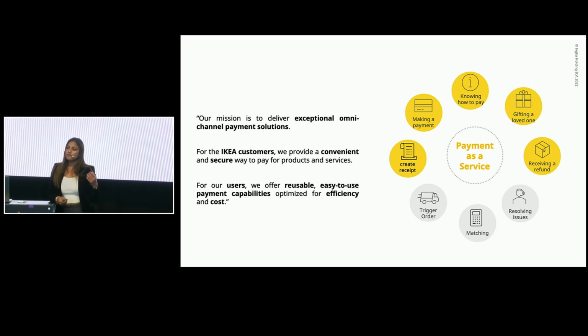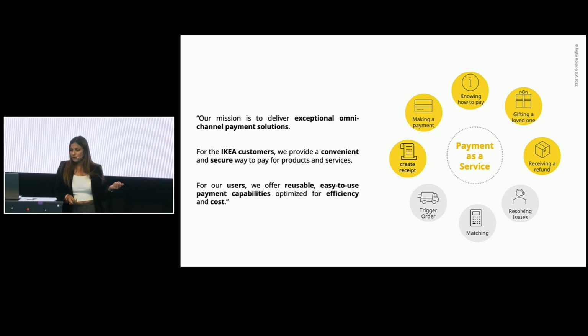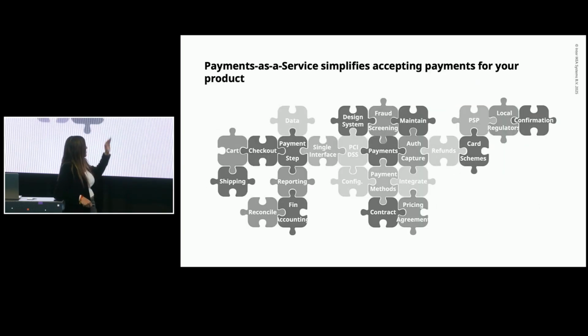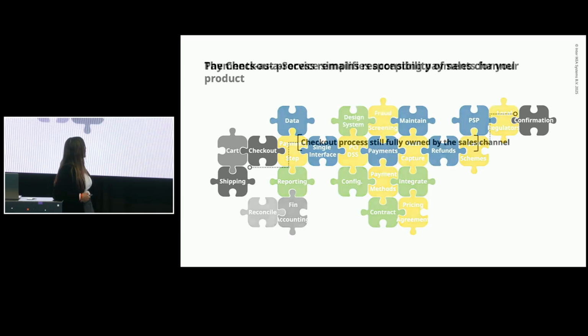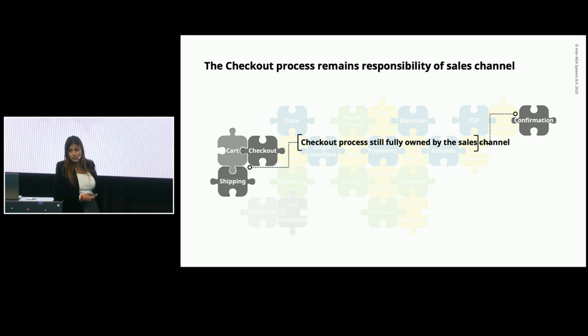They just need to redirect the customers to our hosted payment page, and they can make the payment there, and we will take care of redirecting back the customer. So we bundle everything together as a package. Now, the sales part has only one thing, they need to only take care of the checkout part, and the rest of everything we are taking care of. So the checkout process still will be the responsibility of the IKEA sales channel, but the rest we will take care of.